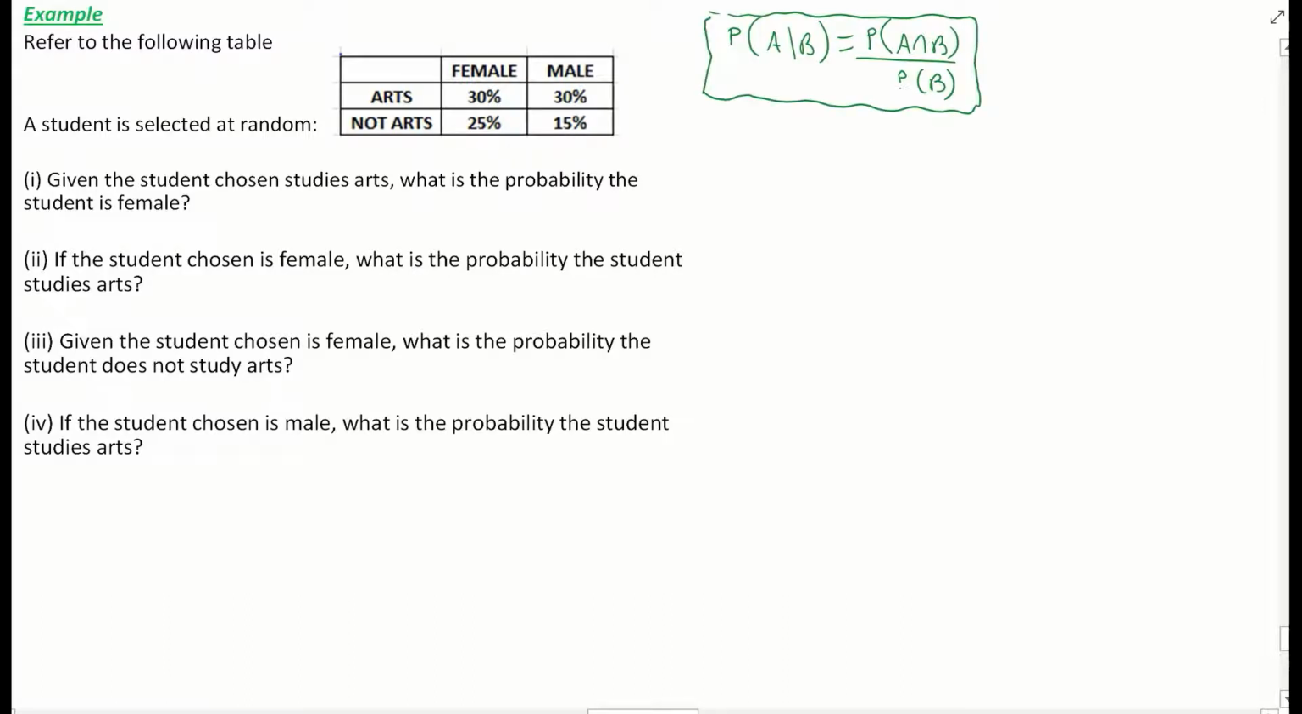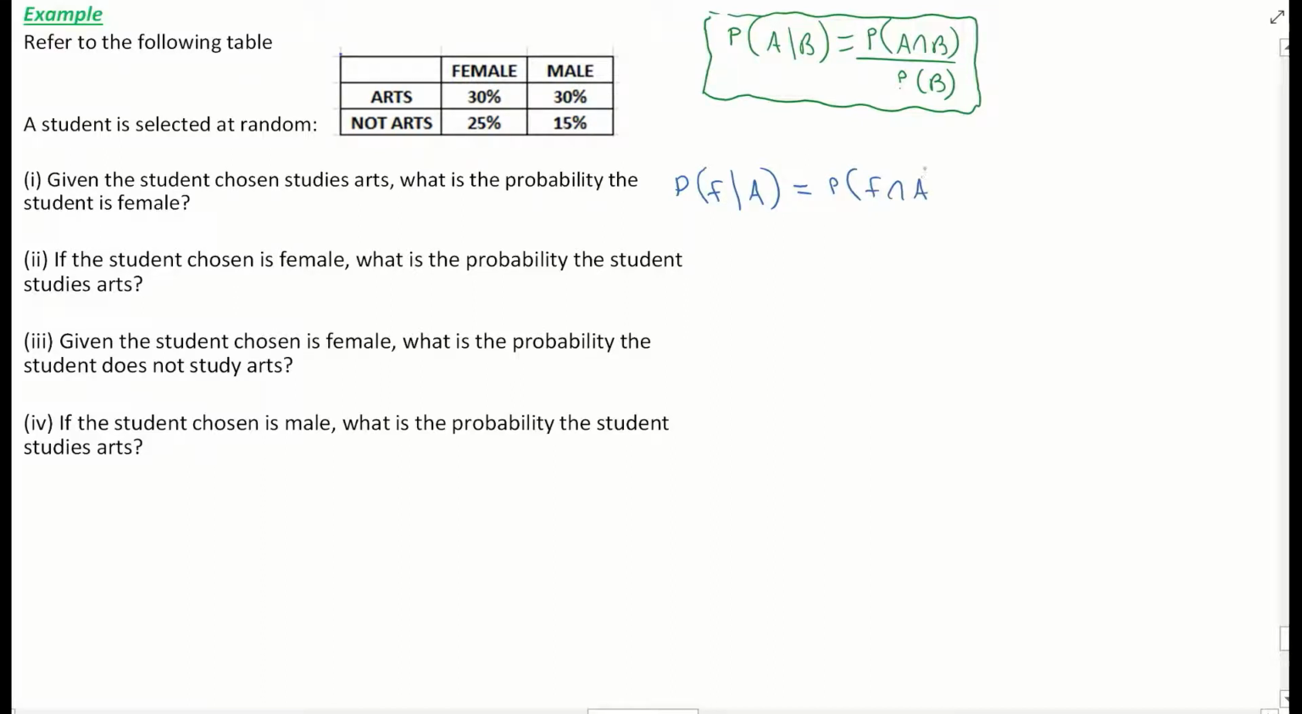Now, obviously, my A and B are going to change to A and F, arts and female. So look at the first one here. What's it saying? We are picking a student at random, and given that the student that we pick studies arts, what's the probability that the student is also a female? So let's have a look at that one. That's going to give us the probability of a female given that they also study arts. So that's my setting up of my probability. And that is equal to the probability of female intersecting with arts.